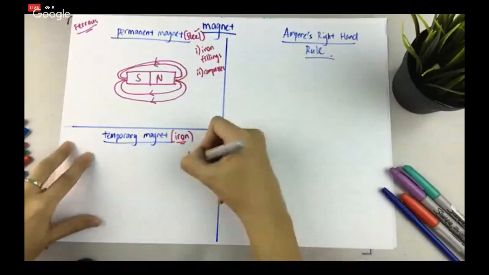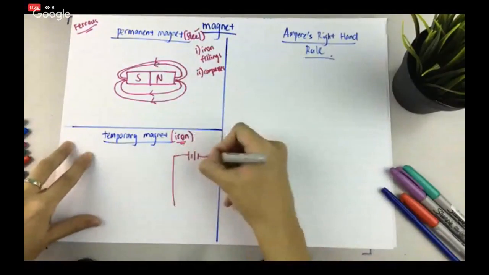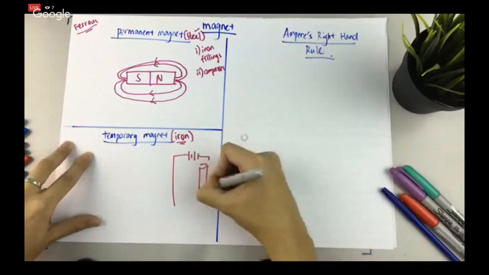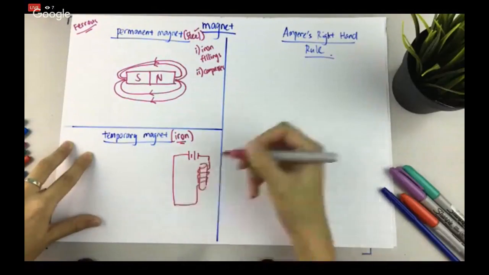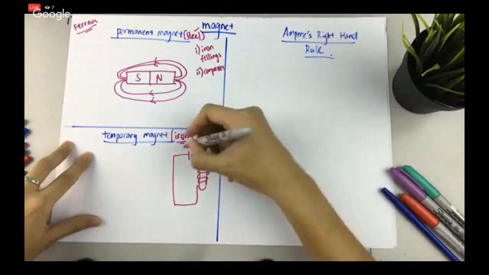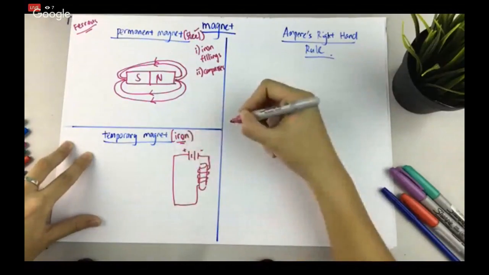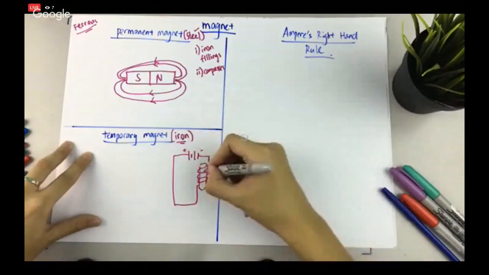Okay, something like this. So this will be a positive terminal, negative terminal. And this thing is a soft iron core, and it's coiled around by the wire. And at the bottom there, we can put some needles to check. So this would be the setup of making a temporary magnet.